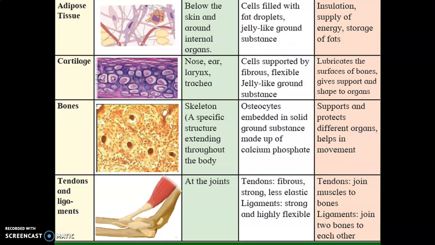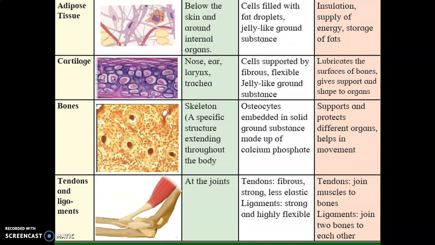What is the function of cartilage? It lubricates the surface of the bones so that friction in the bone is avoided. It also gives support and shape to internal organs. So for the shape and support of internal organs, cartilage is used.